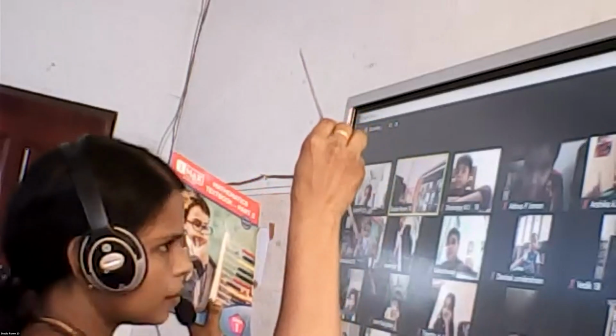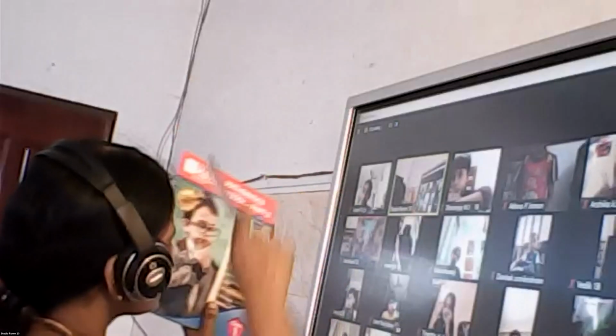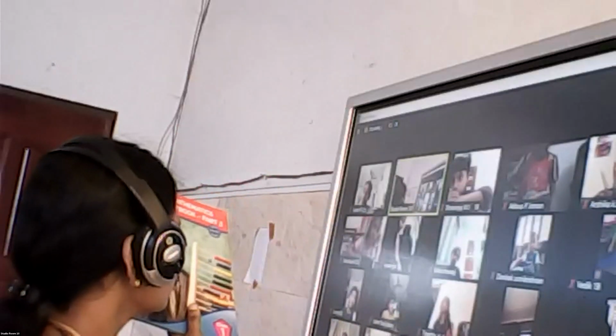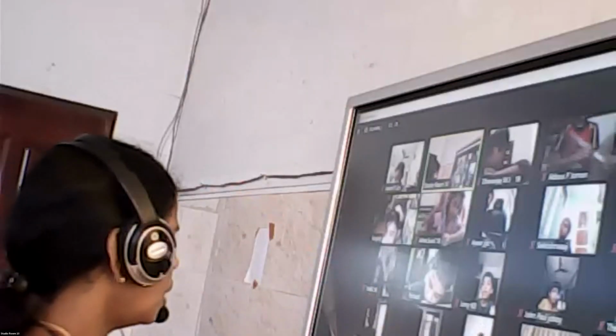I can use the ruler. Yes. Will you measure using the ruler the height of the maths textbook? Here I will measure. You measure from your home. Okay. So the height, I got it.